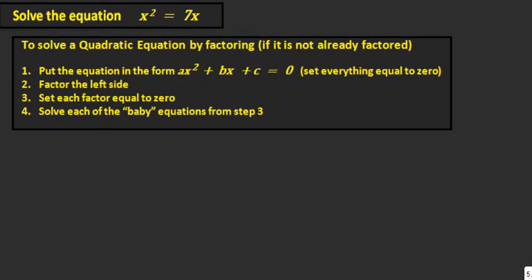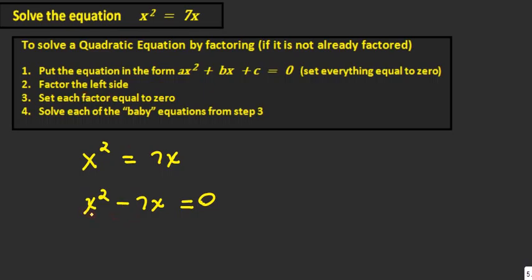The first step is to set the equation equal to 0 and try to get it into this form here. So we take the original equation, x squared is equal to 7x, and to set it equal to 0 we need to move this 7x over to the left side. So we subtract 7x from both sides, and we get x squared minus 7x is equal to 0. And it is in this form now. The only thing is the constant term is not there, so you can think of it as the constant term is just 0.